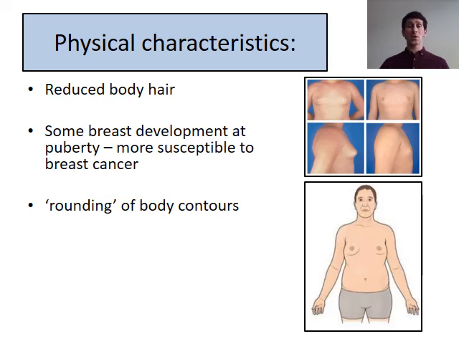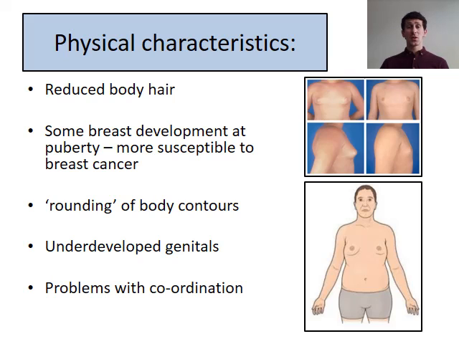And similar to a female, they would have more rounding of their body contours. If you look at the picture down on the bottom right, their hips are slightly more curved, the waist slightly more curved, shoulders, arms, breasts, all those areas are slightly more rounded. And also they have underdeveloped genitals. Again, they've got that extra X chromosome that affects prenatal development of their genitals. And they also have problems with their coordination.